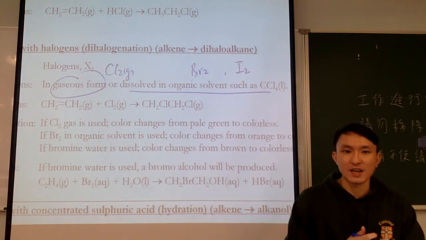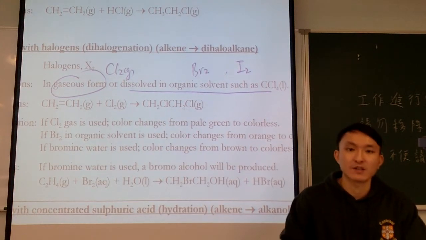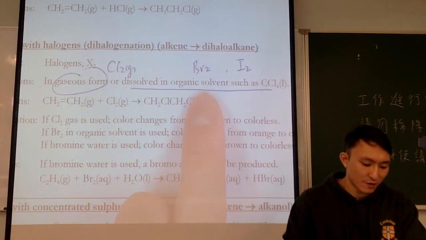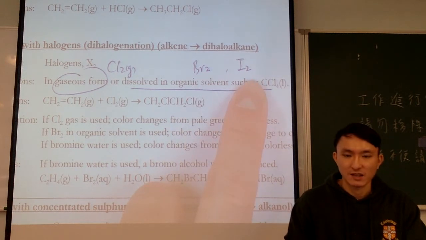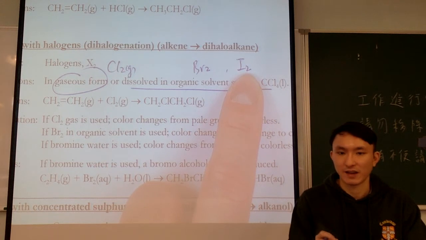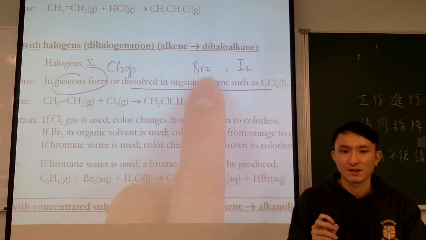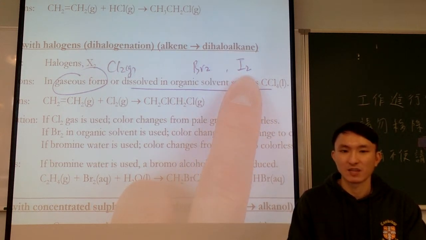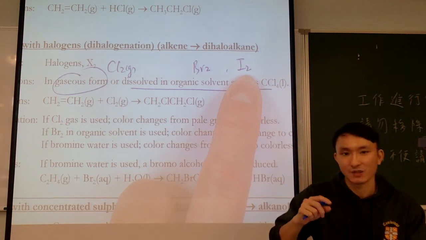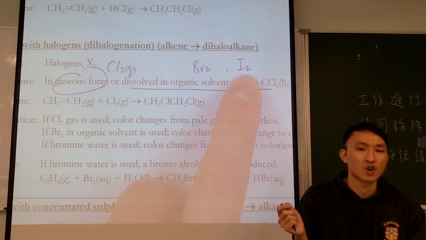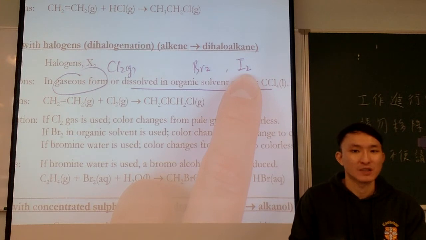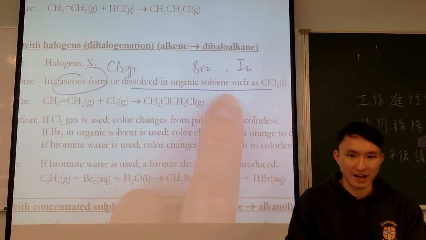Now, the reason why we need to dissolve it in organic solvent is because bromine and iodine are very toxic. And iodine is even a solid, if you recognize, right? So, iodine cannot be melted into liquid. When you heat it, it sublimes, right? So a solid iodine is not really convenient to be used to undergo a reaction.